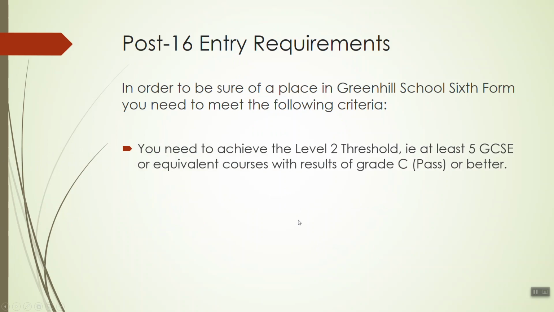So, first of all, let's talk about entry requirements. If you want to take level 3 courses, level 3 courses are ASs and A levels, then you need to be able to show that you've achieved success at GCSE with level 2 courses. So the expectation is that in order to access the sixth form, you need to achieve what's called the level 2 threshold. And the level 2 threshold is that you've achieved at least 5 GCSE or equivalent courses with results of at least a grade C or pass.